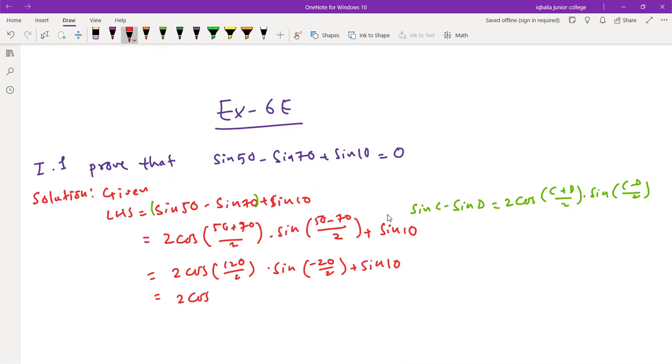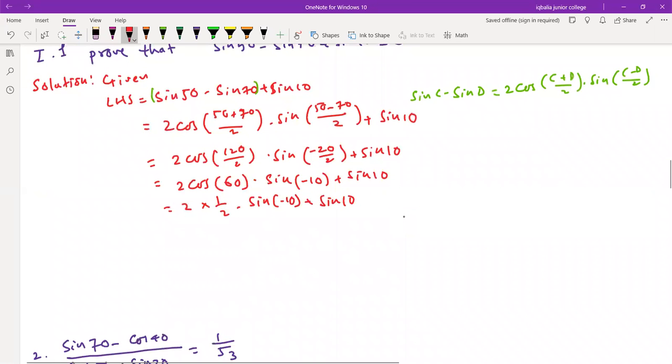Okay, now cos 120 half is 60 into sine, and minus 20 half is minus 10, plus sine 20. I know the cos 60 value is nothing but 1 by 2 into sine minus 10 plus sine 10. Okay, now these two will get cancelled, and here we have minus sine 10 and plus sine 10. These two will get cancelled, so we will have 0.